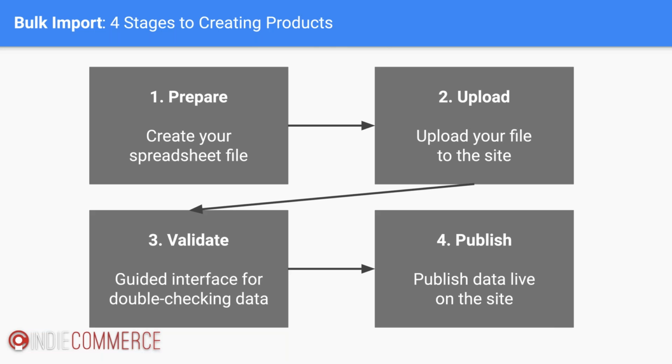It will check for things like duplicate SKUs. It will check for things like products that are missing a required field, like the price, for example. And if it finds anything like that, it will give you the opportunity to correct those errors before you actually release the data to the website. And then finally, the final step, once you've completed validation, would be to publish the data that you've uploaded, which will actually make it live on your website.